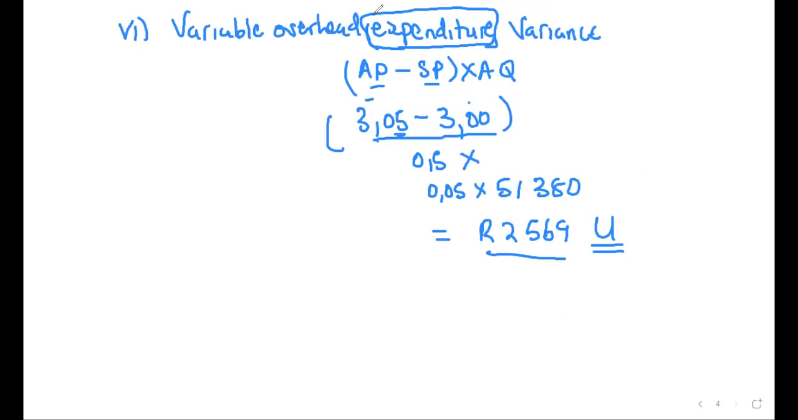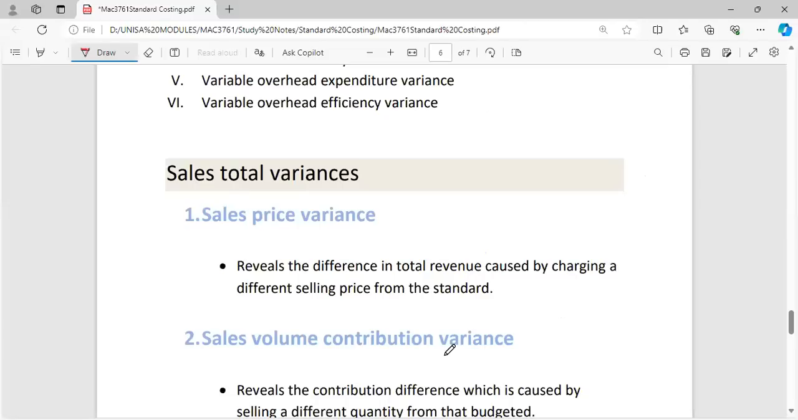I want us to finish, because in our next class we're going to add more on variances. Let's go to these sales variances so that you can also see the difference. When we are dealing with the sales price variance, we want to reveal the difference in total revenue caused by charging a different selling price from the standard.